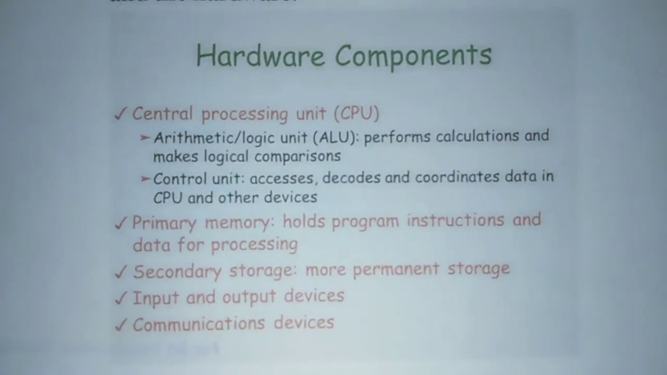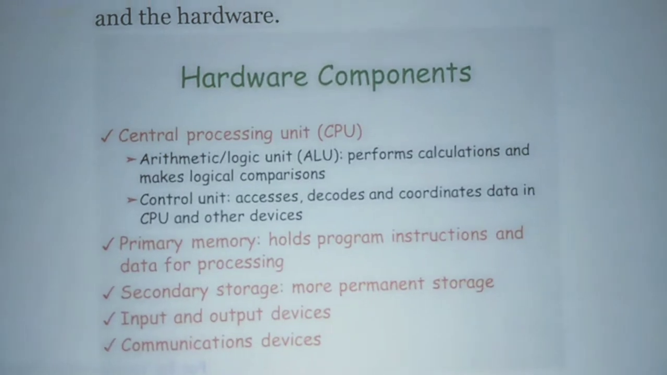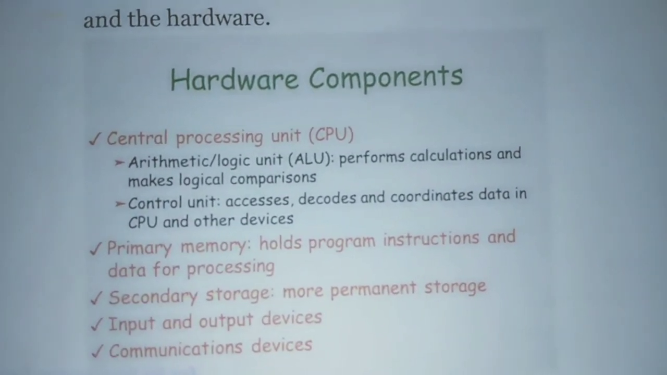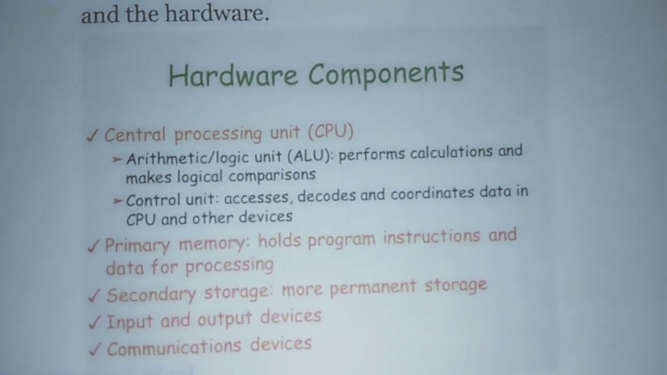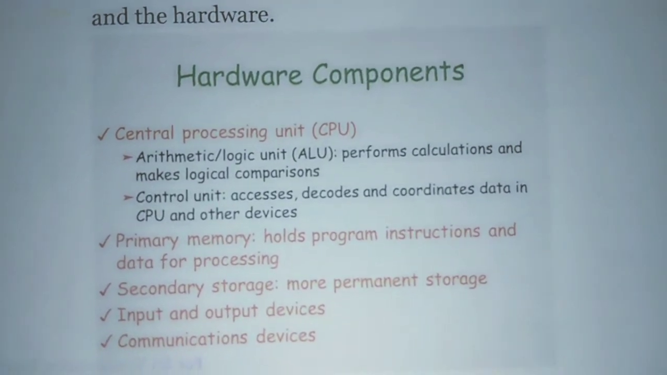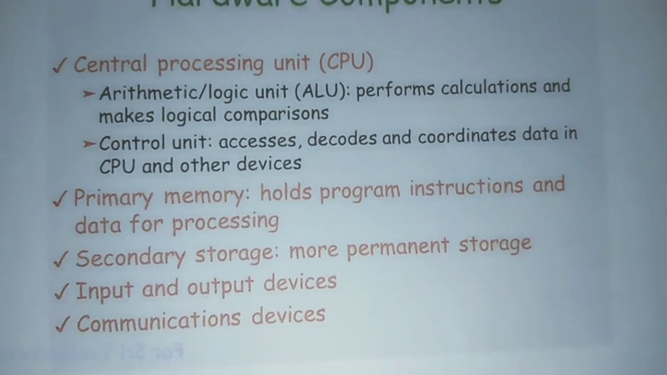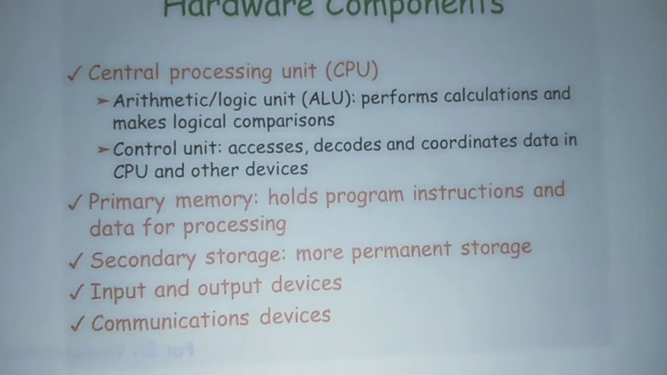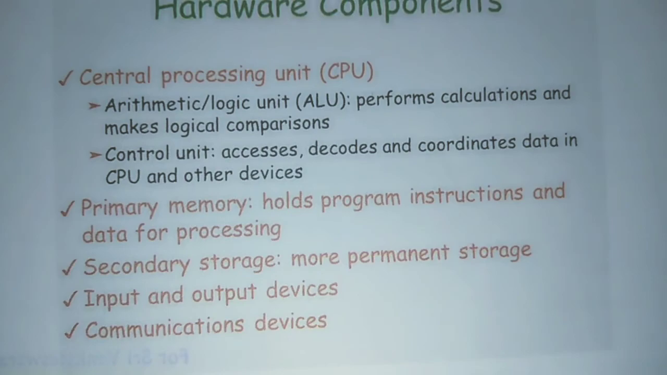Hardware components. Central Processing Unit, CPU. Arithmetic or Logic Unit, ALU, performs calculations and makes logical comparisons. Control Unit accesses, decodes and coordinates data in the CPU and other devices. Primary memory holds program instructions and data for processing. Secondary storage, more permanent storage, input and output devices, communications devices.